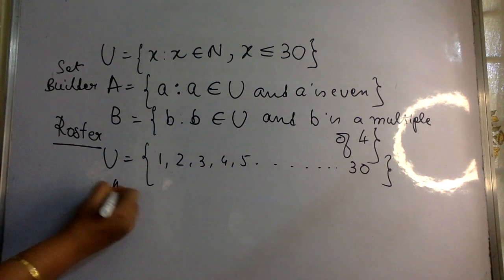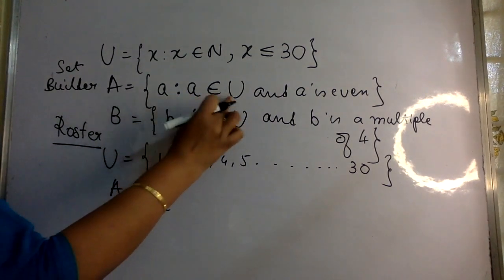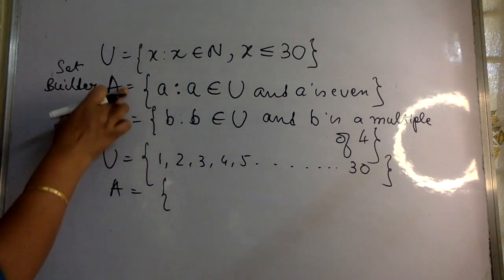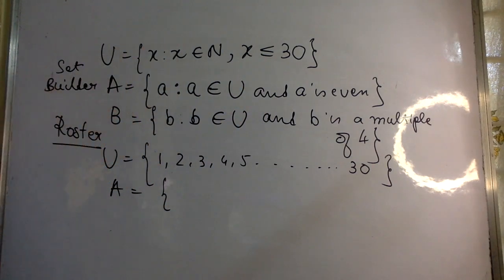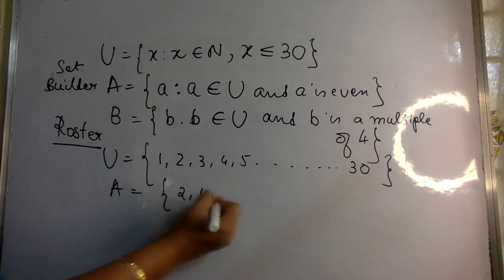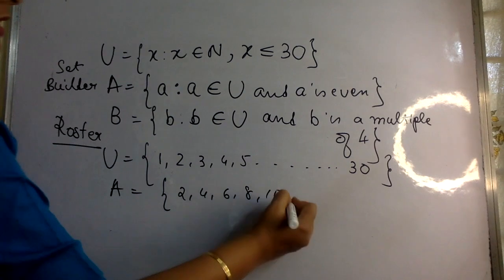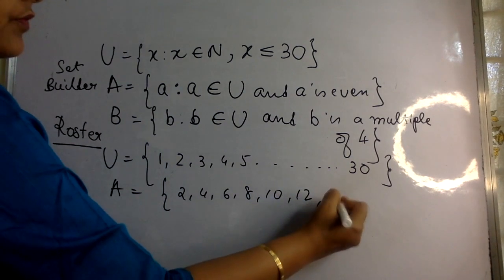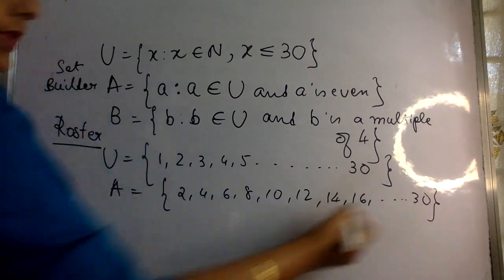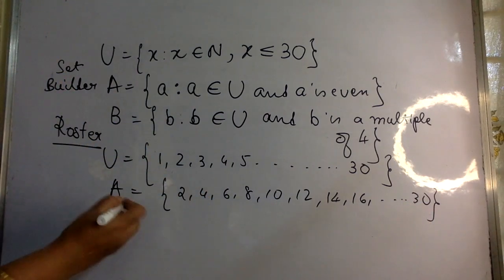Come to A. We have to write that also. A belongs to this, but it's an even one. Basically A is a subset of this, but it has to be an even number. So 2, 4, 6, 8, 10, 12, 14, 16, like this it goes till 30. Of course it has a lesser number of elements.